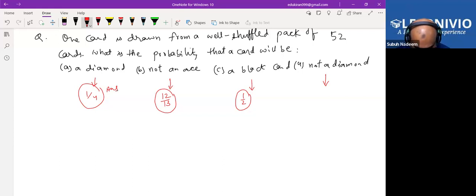Sir, how can you multiply 39 by 52? It is not needed. Why are you multiplying? No need to divide it. It is simply 3 by 4. 13 is the common factor. Isn't it 3 by 4?